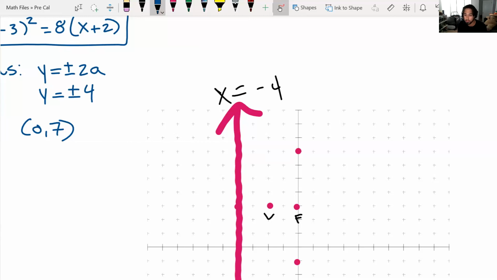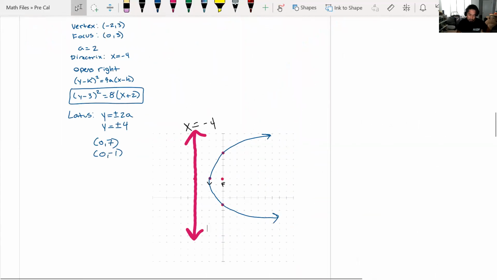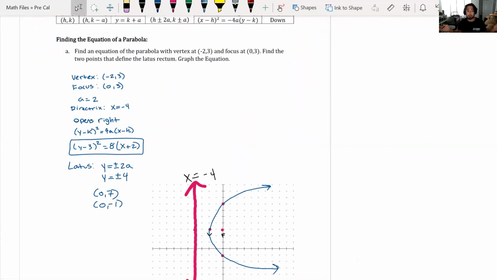0, 7, and 0, -1. Those are the points of the lattice rectum, which means we are now ready to graph. So from the vertex, up and to the right, and down and to the left. And that's it. Not bad.